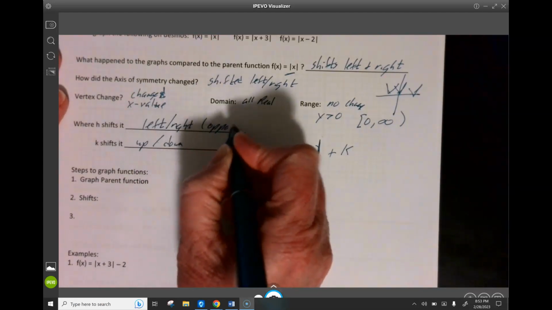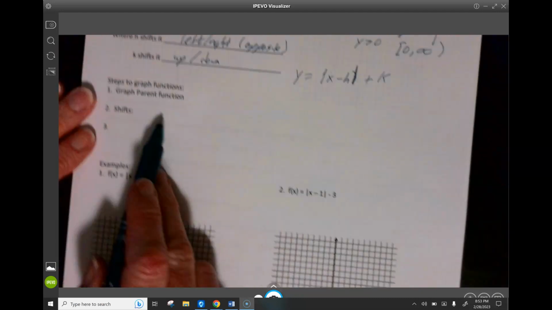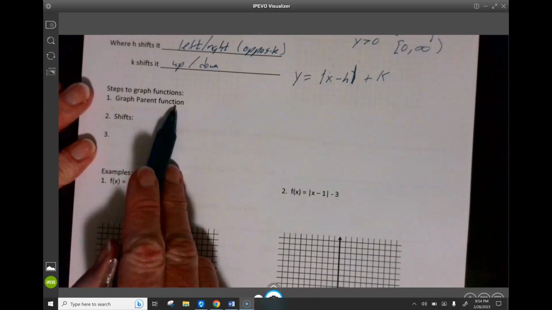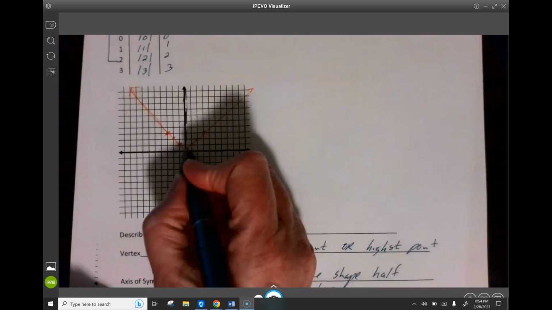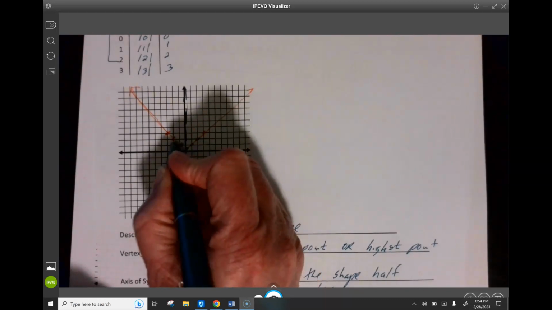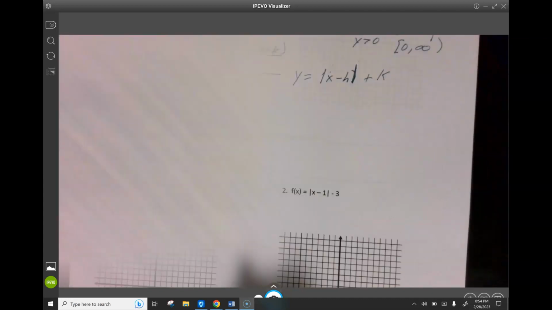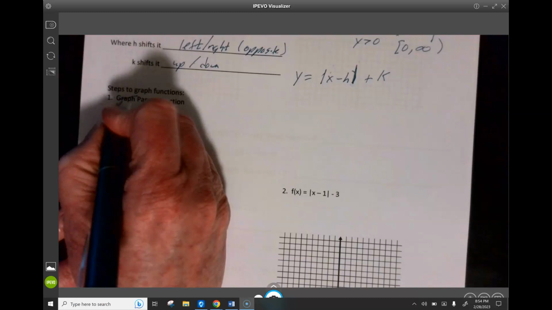Opposite direction than what it seems like it's going to go. Okay, so now to graph these, we're going to first plot the parent function. Your parent function is what we did right here. And we're going to use these points of 0, 0, 1, 1, negative 1, 1, 2, 2. Okay, we're going to plot those first.